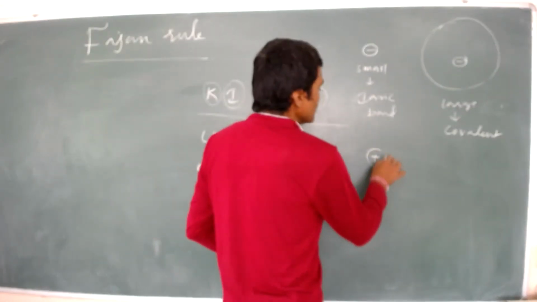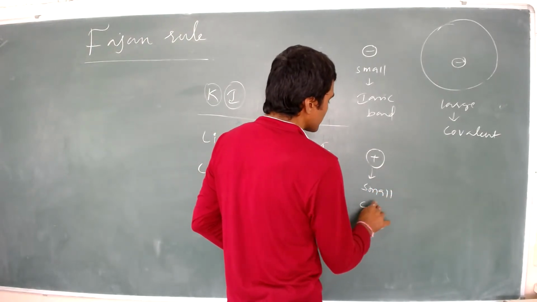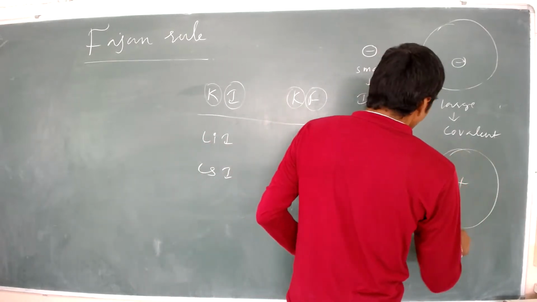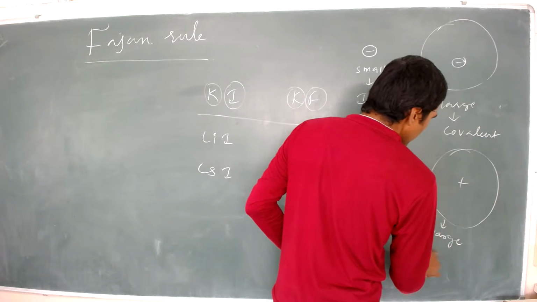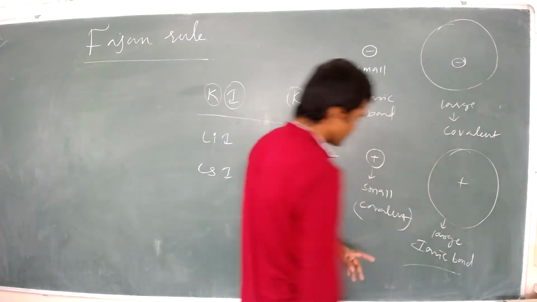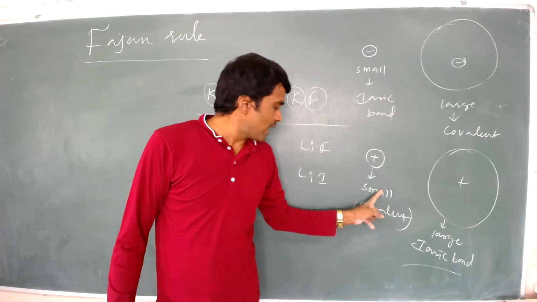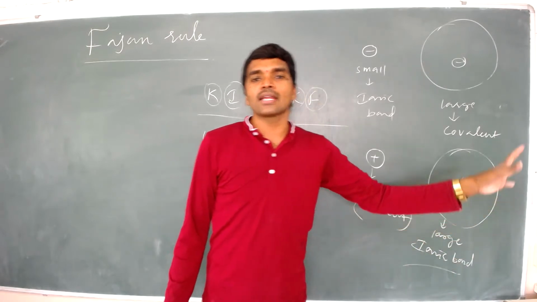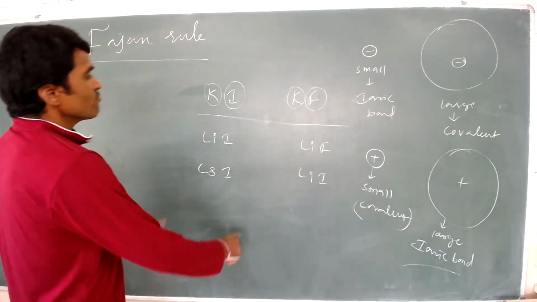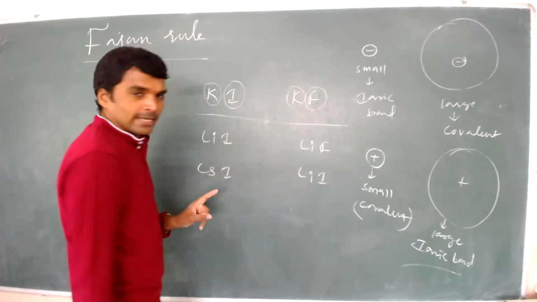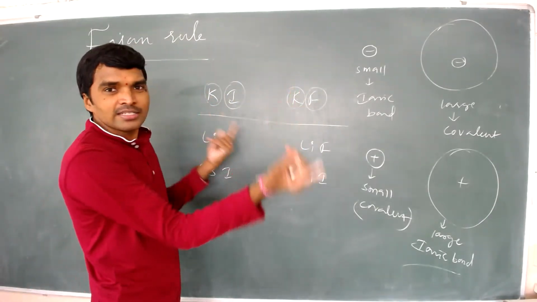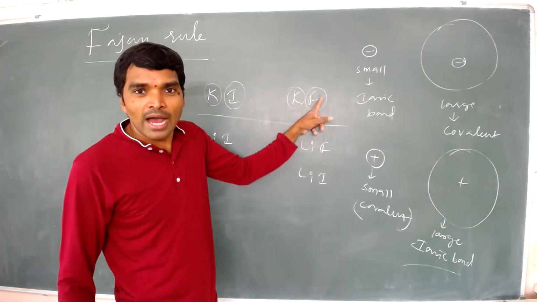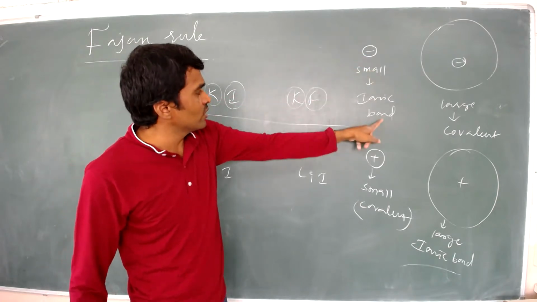Now see, positive atom, small size, a covalent bond will be formed. Positive atom, large size, an ionic bond will be formed. Positive atom, small size, covalent character. Positive atom, large size, ionic character. Now see here, I have taken KI, here also KI. With respect to K, we can't say. With respect to iodine and fluorine, negative atom, small size is the ionic bond.